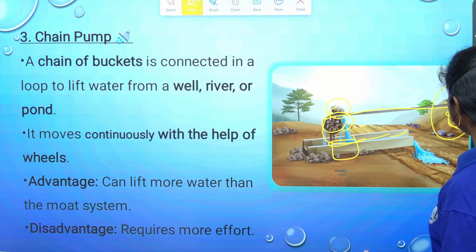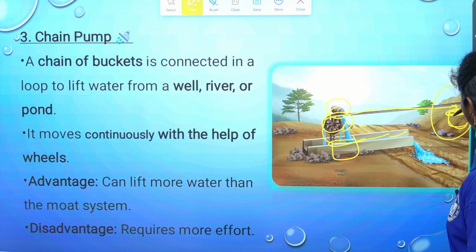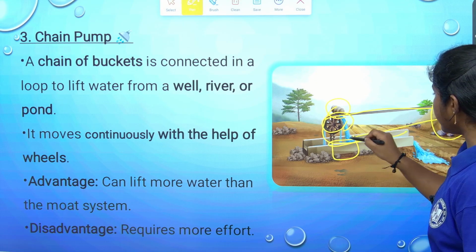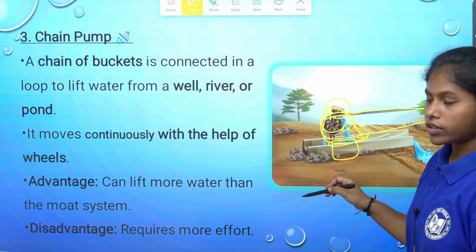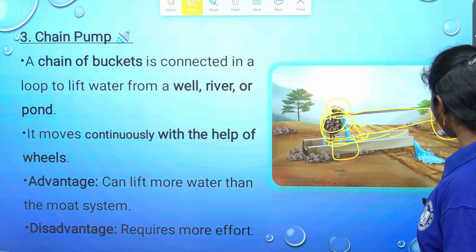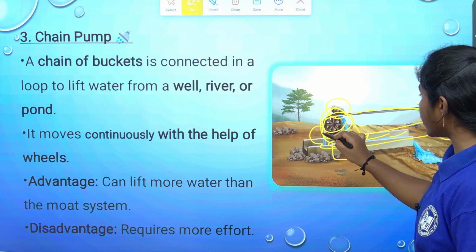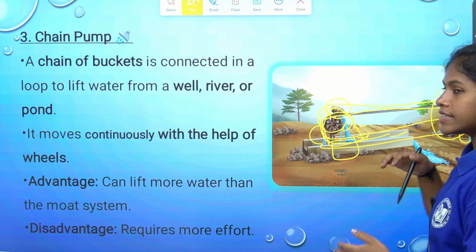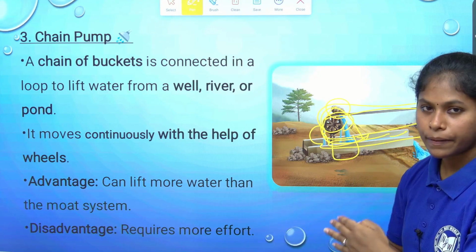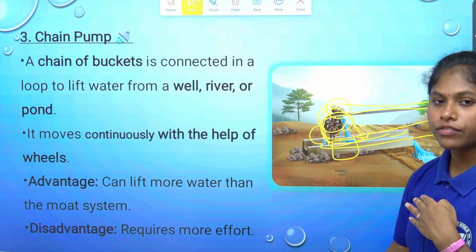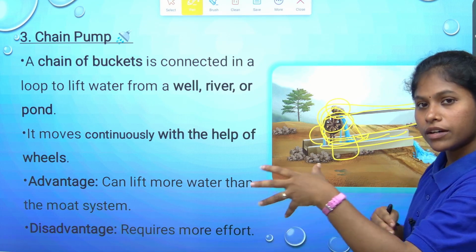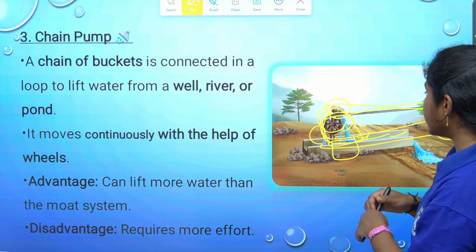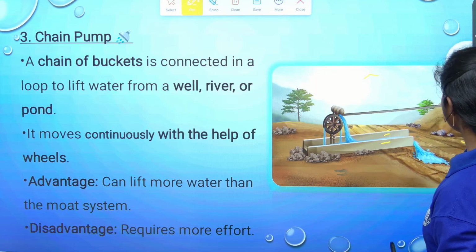It is the well, it seems. See, here is the bucket having water, right children? When it comes here, the water is poured into the canal. Then again another bucket takes the water and pours it here, and again the bucket is carrying. It is like a chain, one after the other, the bucket carrying water from the well, from the canal, and providing it to the way we kept for the fields, right children? This is how the chain pump bucket system works.